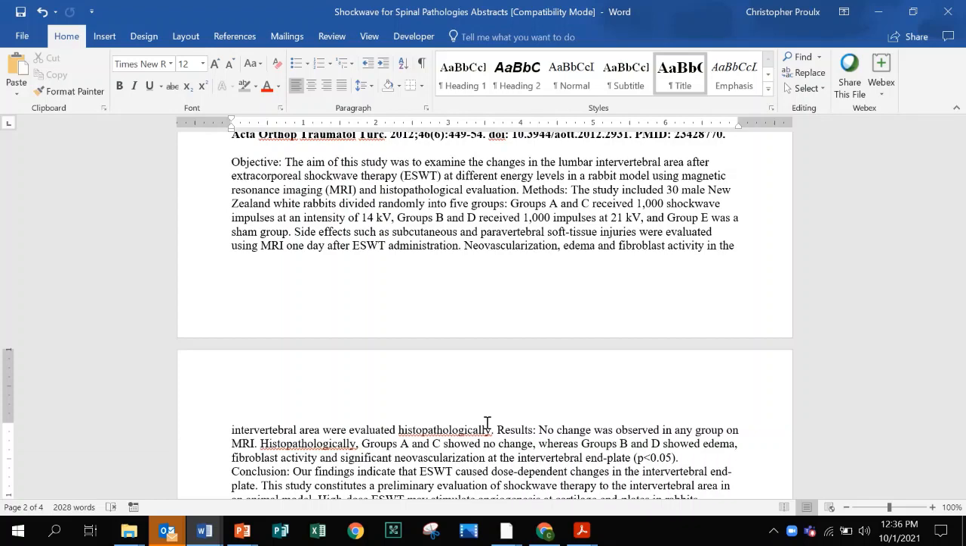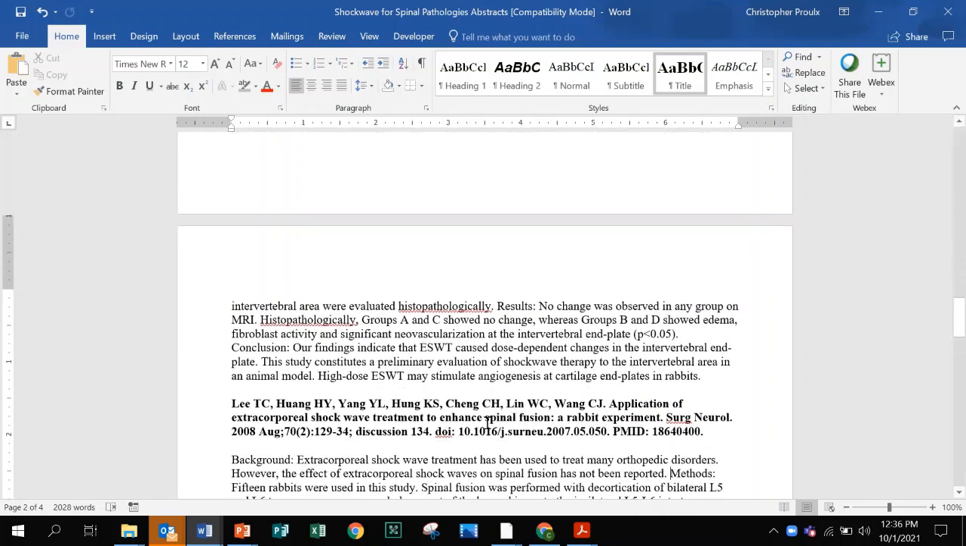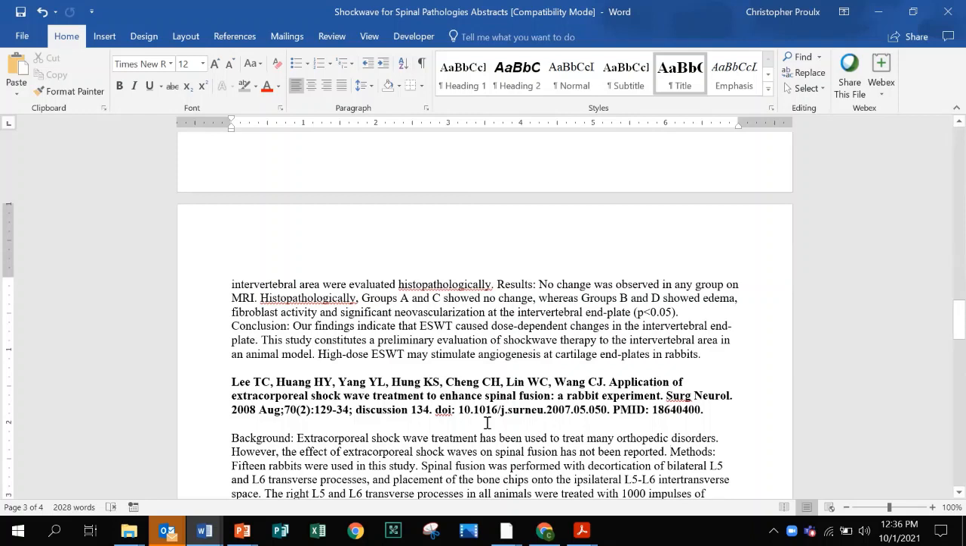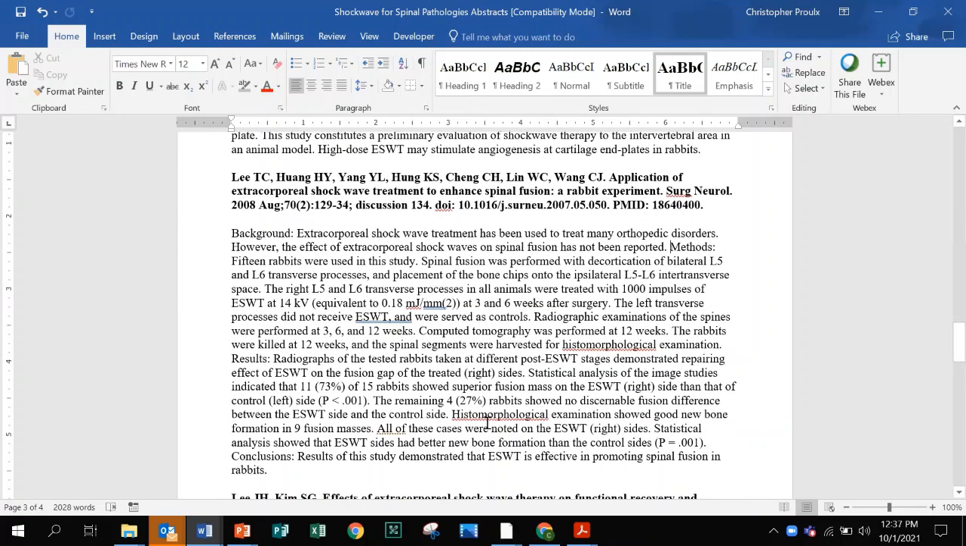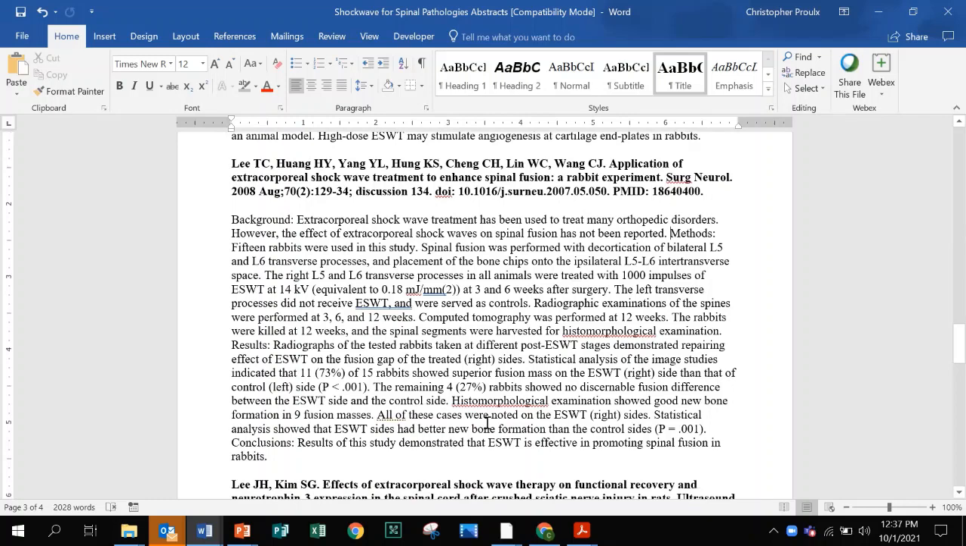So we know 2 things from the study. One is that it can be influential. The groups that were treated with the 21 kilohertz actually showed significant fibroblastic activity, significant neovascularization at the intervertebral end plate, which is significant also if we think about the pathophysiological process of degenerative disc and where that actually initiates. The other thing that we see from this particular study is it's dose dependent. So that's something also to take into consideration when we are looking at the literature, but also in the application in the treatment effects.